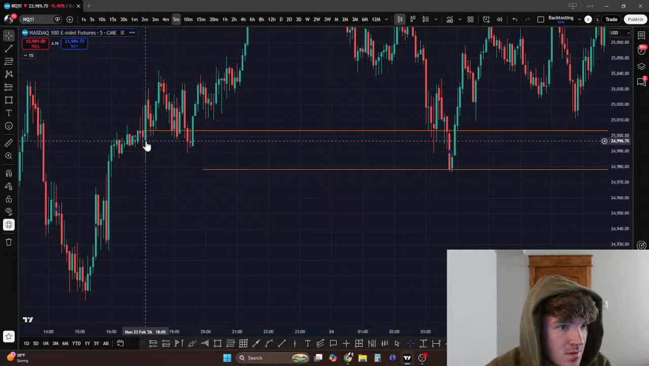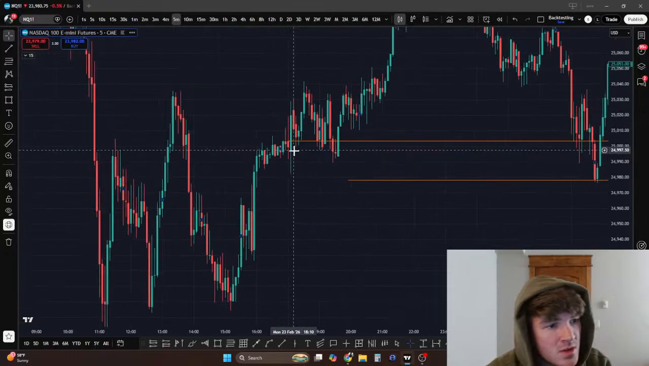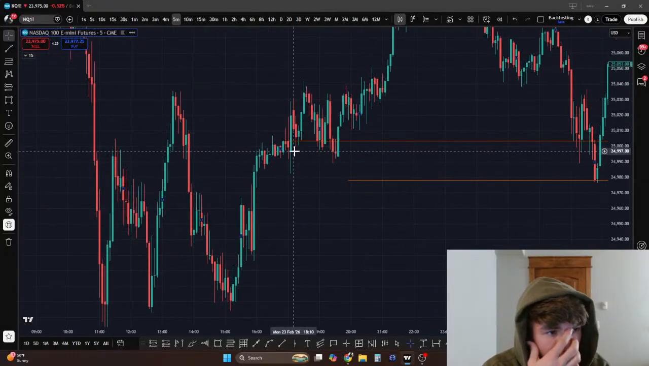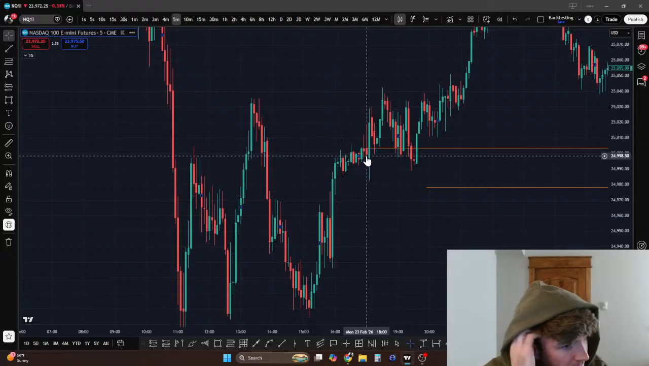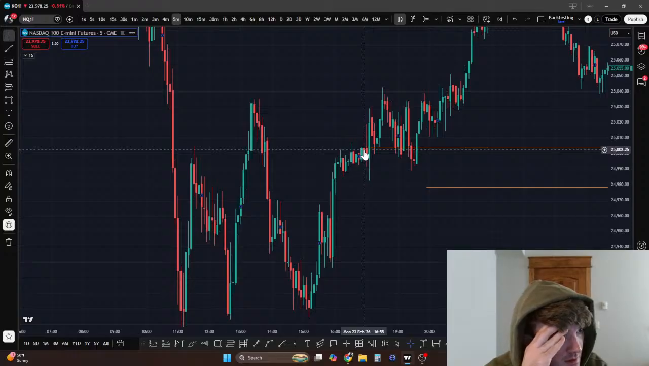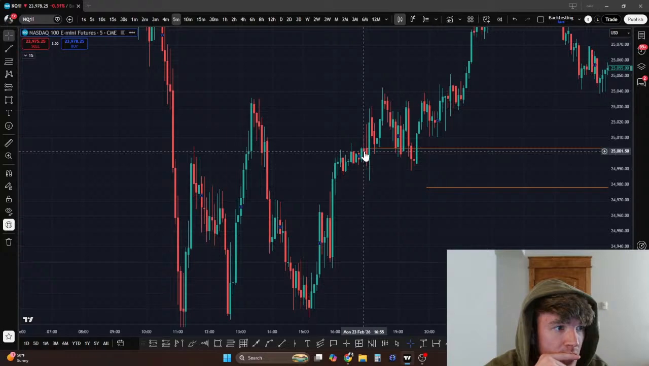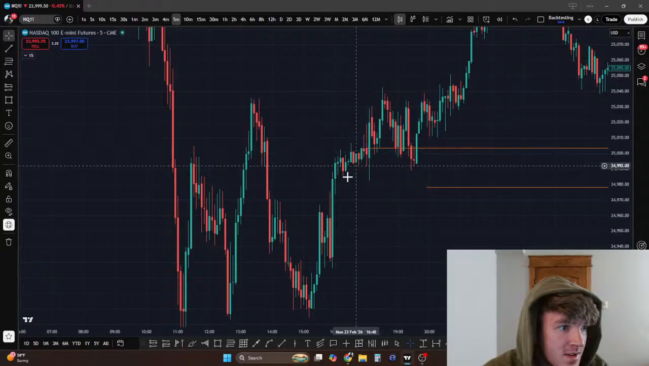So, and shouldn't it be right here? Because that's where it opened. No, open. It actually opened right there. Closed, open. New day opening gap is right here to here.